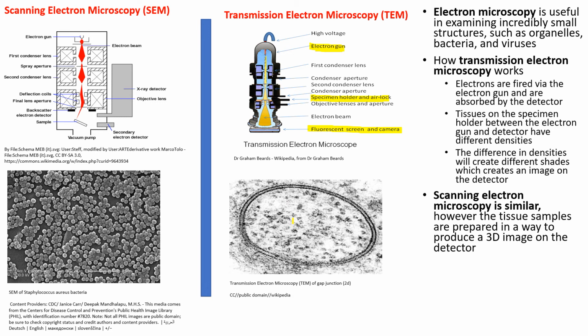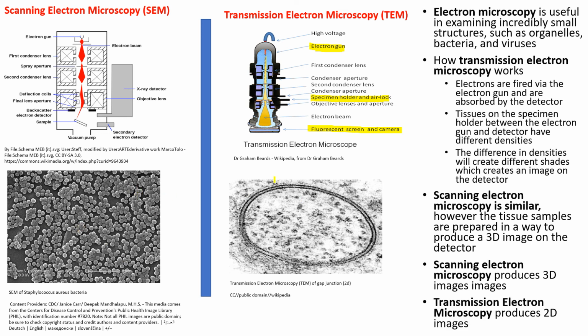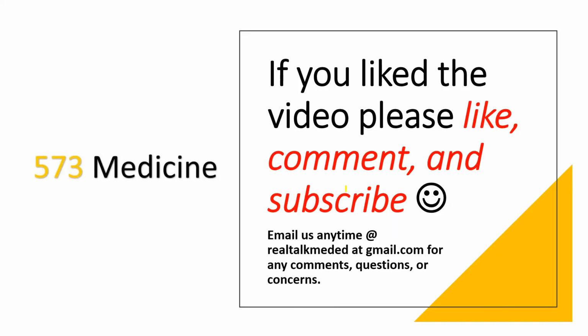Transmission electron microscopy is going to produce a two-dimensional image, whereas scanning electron microscopy is going to produce a three-dimensional image. The way scanning electron microscopy works is in a similar way. However, the tissue samples are prepared in a way in which the detector can get electrons that produce a three-dimensional image. So scanning electron microscopy, think 3D. Transmission electron microscopy, think 2D.